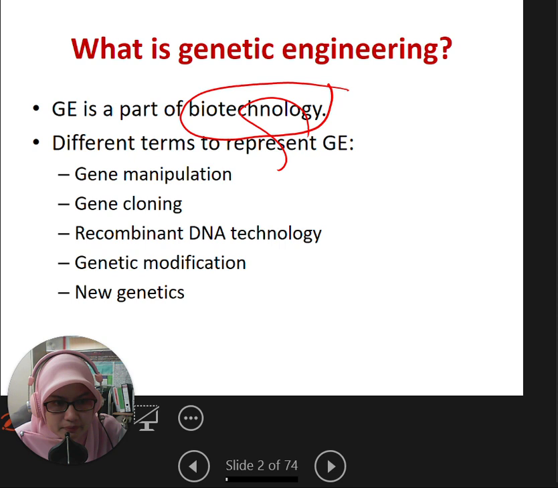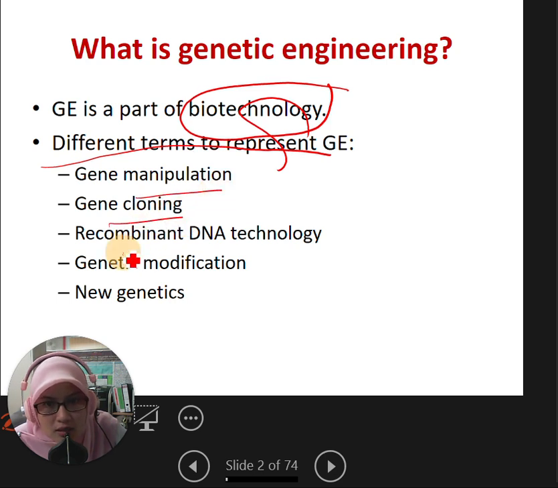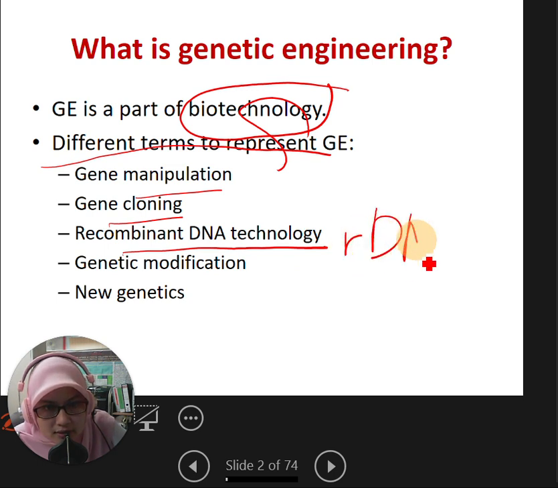Using DNA technology, also known as biotechnology methods, to modify an organism's DNA to achieve desirable traits is called genetic engineering. As you can see, there are many terms that can represent genetic engineering. Some people call it gene manipulation, some call it gene cloning, recombinant DNA technology, or for the short form, small r DNA, and then genetic modification, and some refer to it as new genetics.